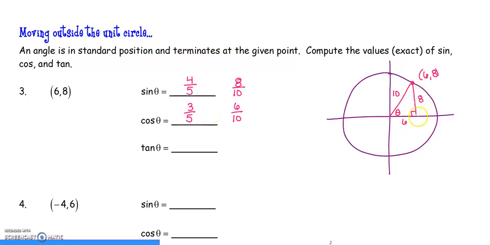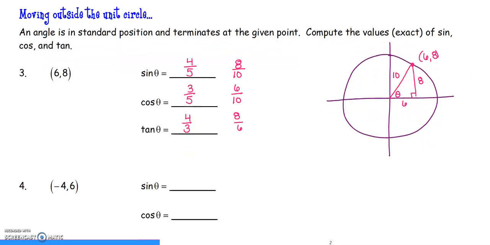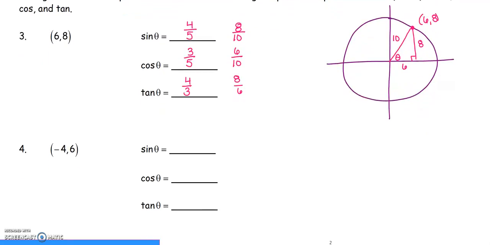And the tangent is the opposite over the adjacent. That is 8 over 6. 8 over 6 will reduce to 4/3. All right, now that was a pretty basic one. They're not all going to be that simple.